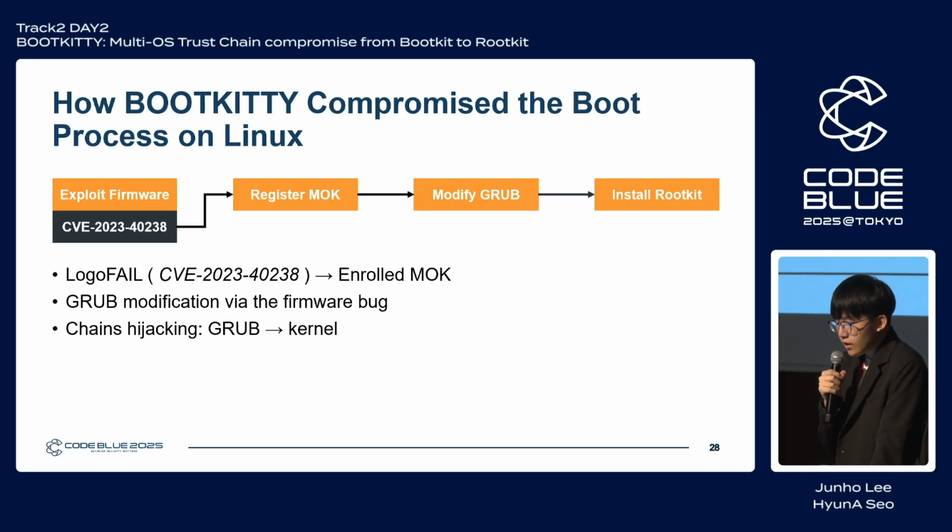Then, how was Bootkitty able to create such a rootkit loading environment from the earliest stage of the boot process? Bootkitty exploits an out-of-bounds write vulnerability called LogoFAIL, which occurs during the PEI stage, the very first phase of the boot process. Through this vulnerability, the attackers can execute arbitrary code, such as registering their own Machine Owner Key in the system, bypassing Secure Boot. After that, malicious code can be injected throughout the entire boot process. Now, based on this vulnerability, let's explore step by step how Bootkitty gains control over the boot process.